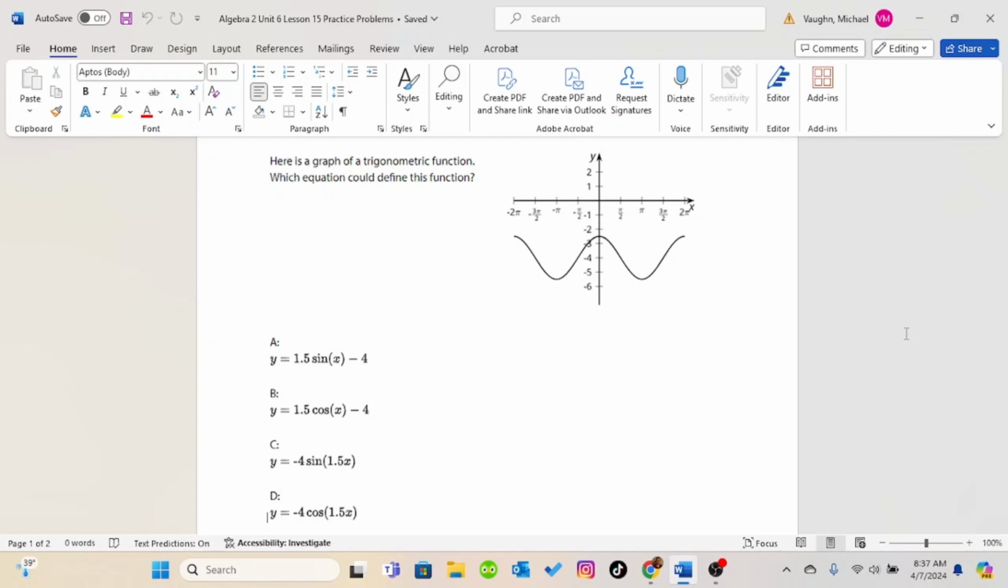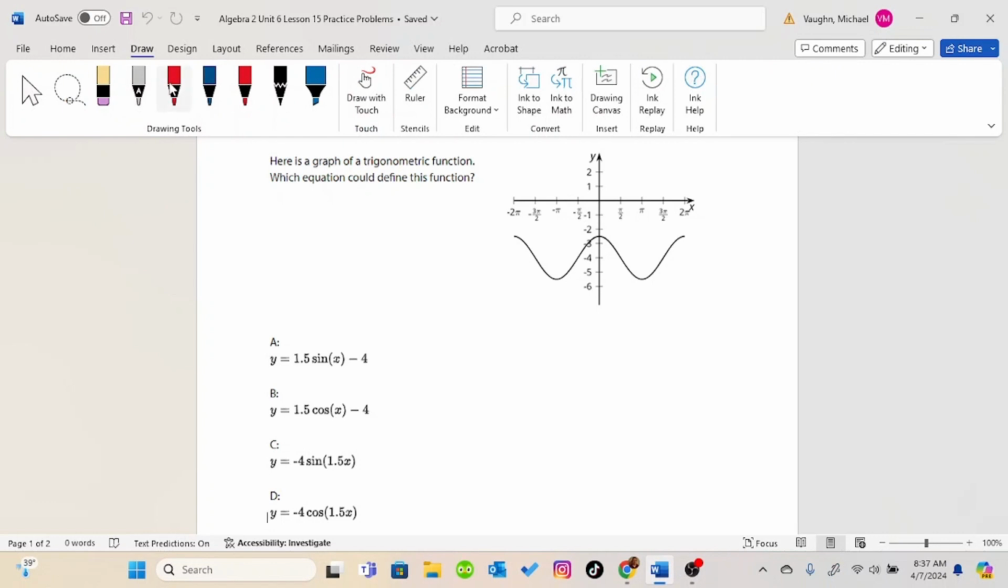Here is a graph of a trigonometric function. Which equation could define this function? So first, let's look at some key parts here. First, you have the number that is being multiplied by sine or cosine. This is your amplitude.